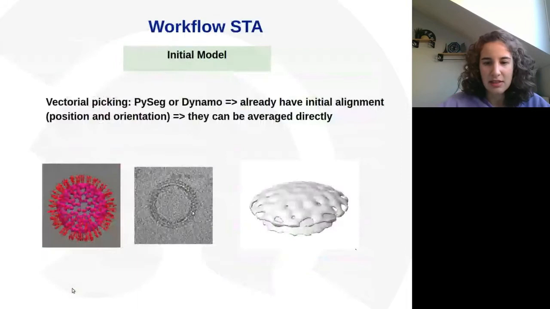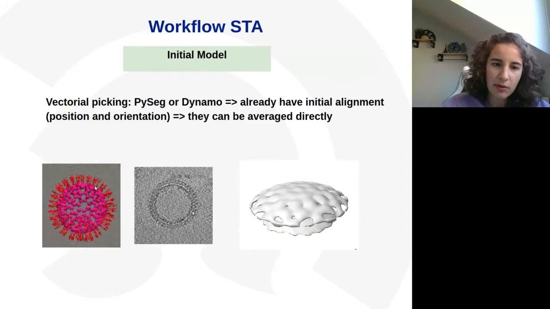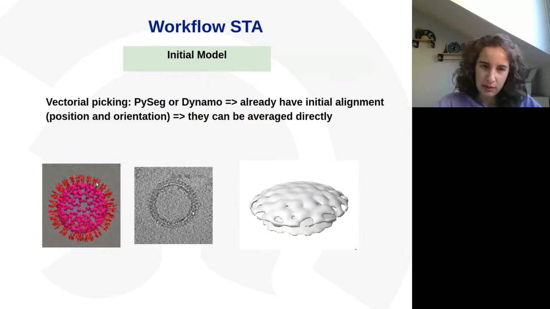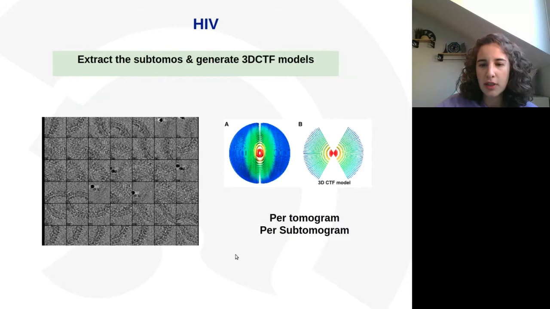So, more in detail, just to remind you, the initial model we are going to build is going to be something like this, from the coordinates that will be picked around the capsid of each of the viruses in the tomogram. Okay, so the coordinates are already picked, but they have been picked using Dynamo. If we have time, we will see it at the end of the session. And these coordinates already have an orientation, so we can average them already to have directly an initial model.